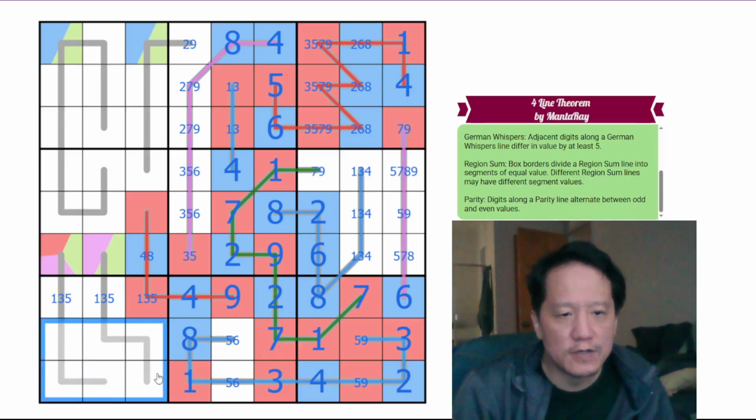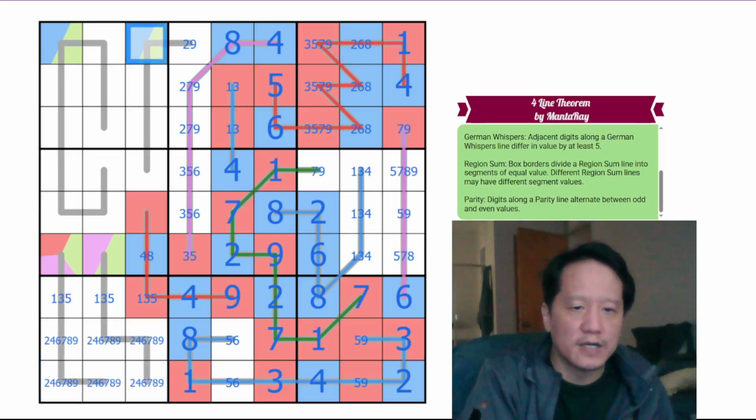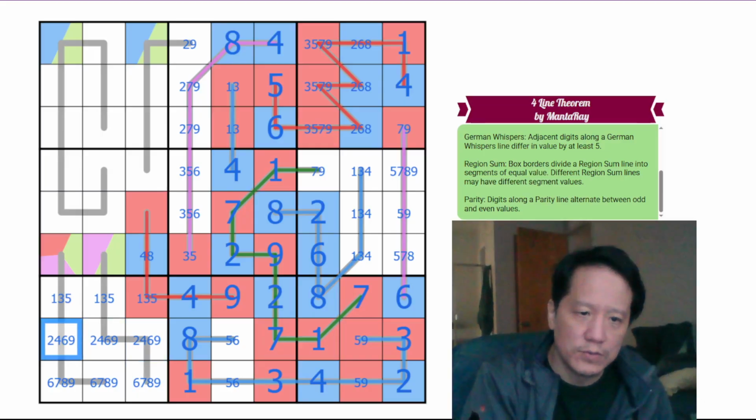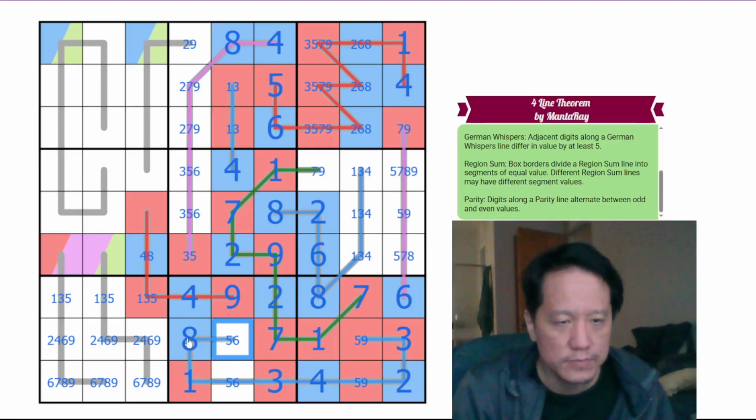Remaining digits of box 7. 2, 4, 6, 7, 8, 9. No 7, 8 here, no 7, 8 here, no 7, 8 here. No 2, 4 here, no 2, 4 here, no 2, 4 here. Okay. So then this cannot be a Whisper 5 line. It has 2 high digits next to each other. This could be Renban, it could be parity.